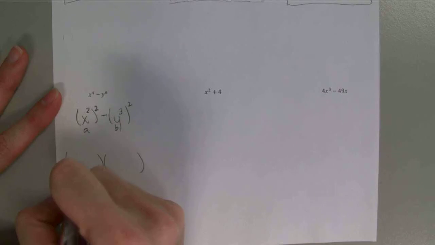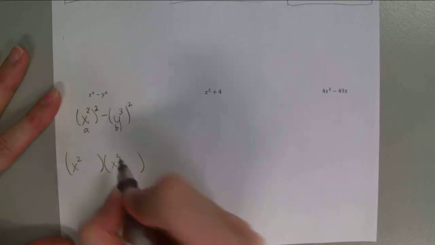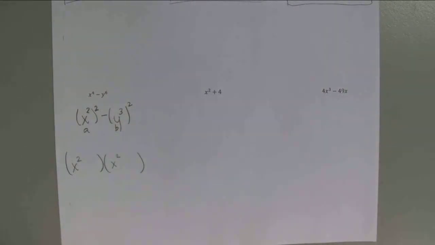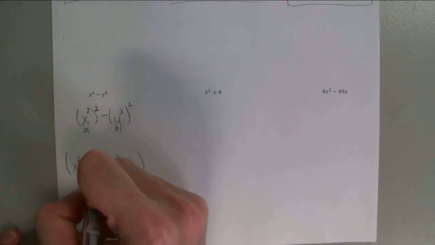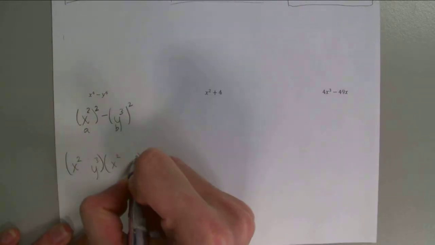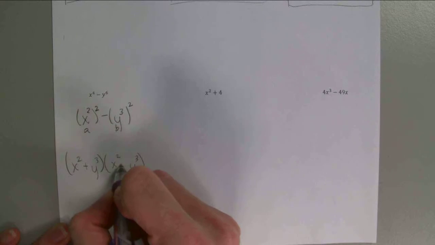okay, how do we split x to the 4th up into 2 chunks evenly? X squared and x squared. How do you split y to the 6th up into 2 chunks evenly? Y to the 3rd, y to the 3rd. And what can't we forget? Opposite signs.